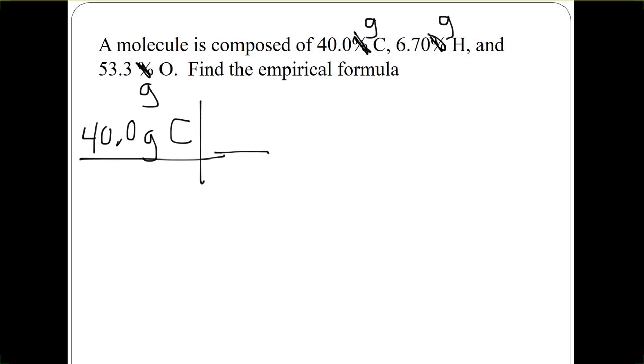We're going to take each of the gram amounts and convert them to moles. So with carbon, looking on the periodic table, there are 12 grams in 1 mole of carbon. And dividing through, I get 3.33 moles.